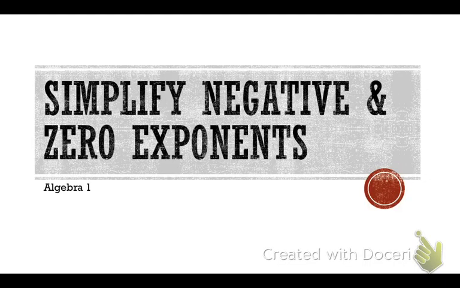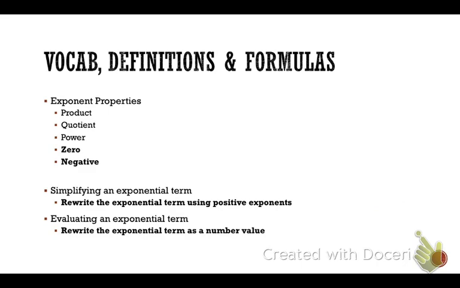Algebra 1, simplifying negative and zero exponents. So in this part B of this concept, we're going to start with some vocab definitions and formulas. We're going to add to the exponent properties that you learned last time. Last time we covered the product, the quotient, and the power property. In this video, we're going to cover the zero and the negative property. And then in the table below, down in the notes section, we'll get down those two properties.